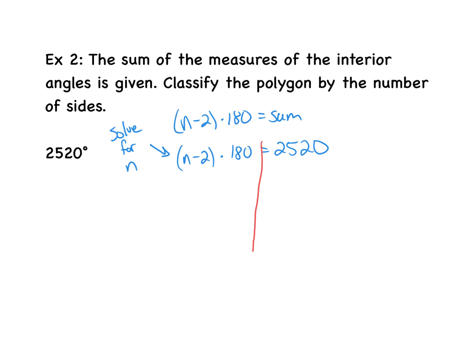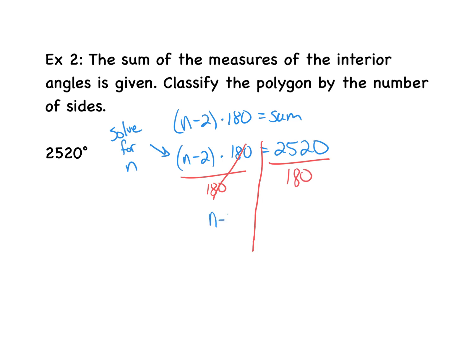Divide. How do you know to divide? Because it has a multiplying symbol in front of it. Good. Because it's times 180. It's multiplying, so we have to do the opposite. We divide by 180. That way those go away. And divide by 180. 14.